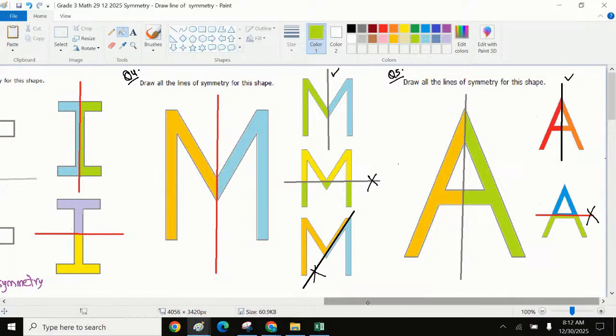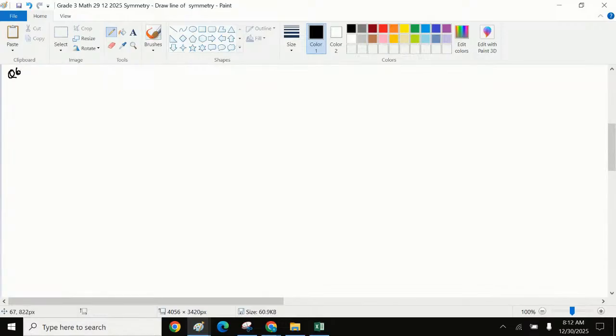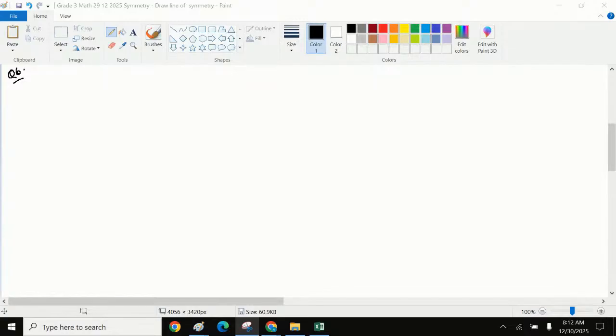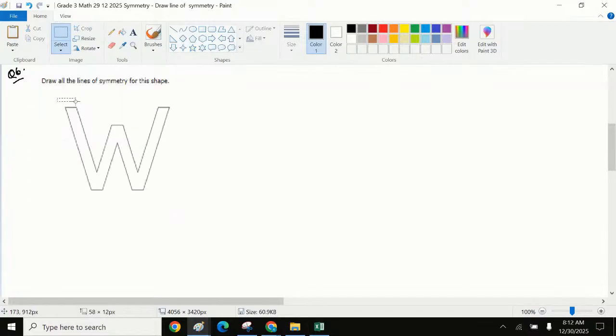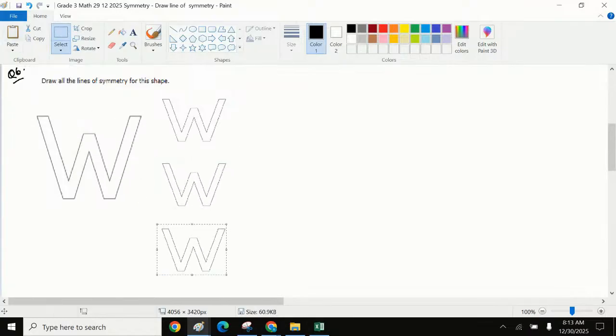We have another alphabet, that is W. I'll just copy it. Question number 6 says, draw the lines of symmetry for this shape. Just a minute, please. Okay, it's here. So if we have this shape and they're asking us to draw all the lines of symmetry for this particular shape, what we can do is make some copies of it for our reference. Okay, we have these copies for us.